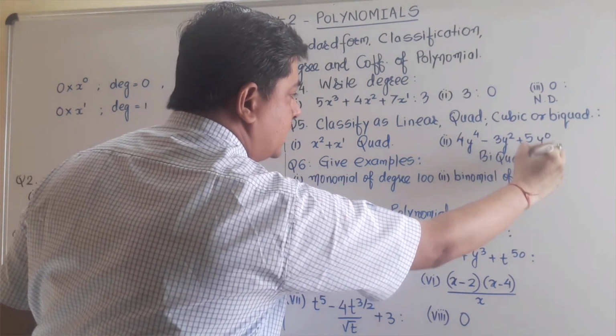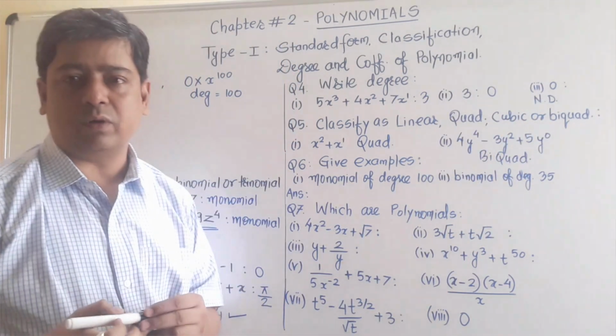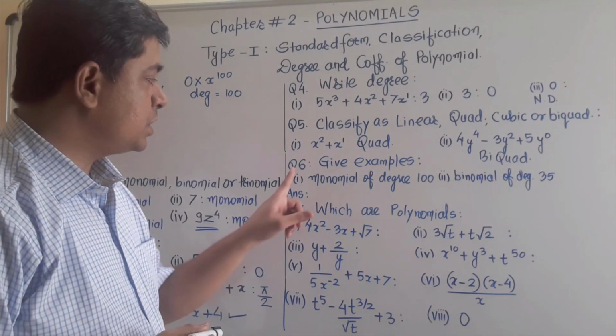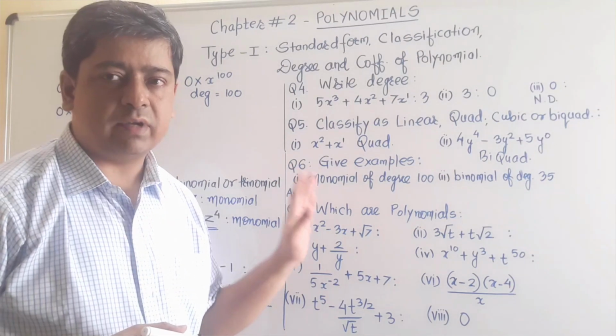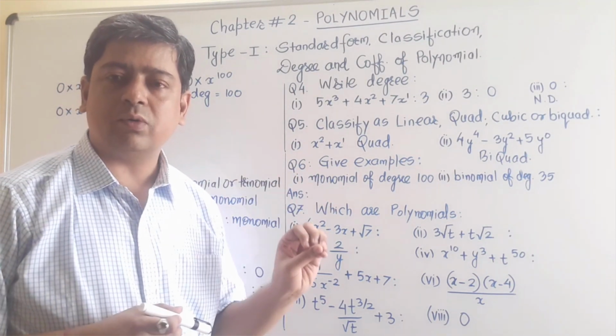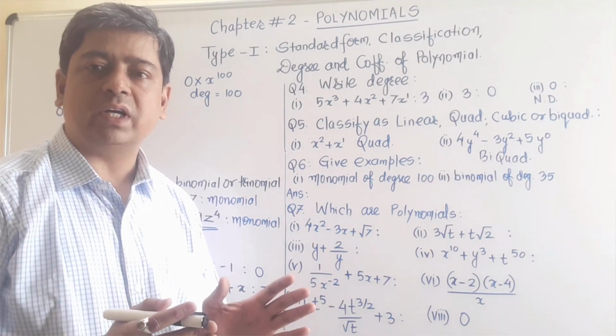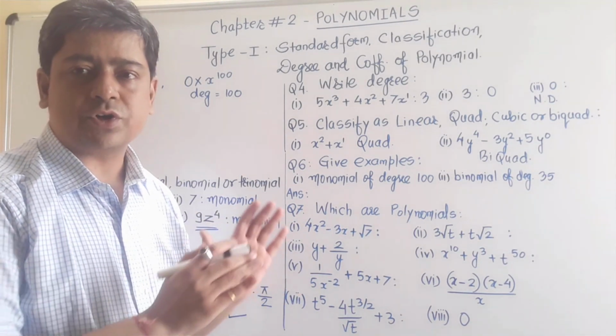Okay, that is called as the biquadratic polynomial. Clear? Now we shall see question number 6. Some of the parts are given in your textbook also. I am taking the questions including your textbook as well as some reference book, so we can cover all kinds of questions at one place.